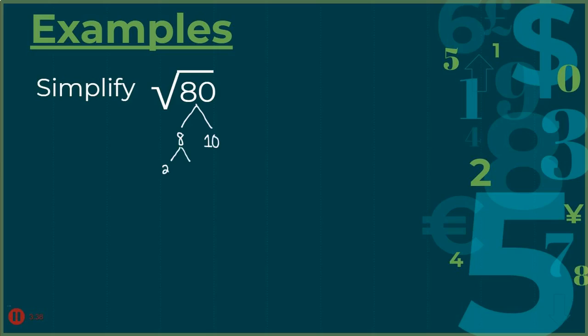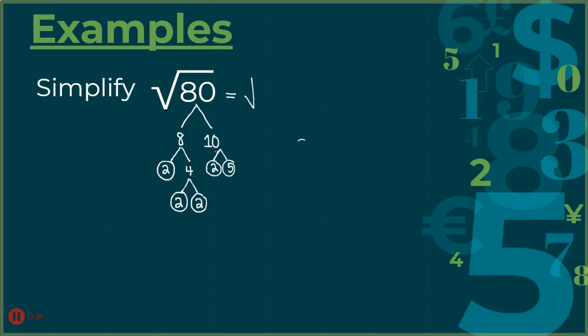8 is 2 times 4. 2 is prime, so I can stop on that end. But I do have to do 4 because 4 is 2 times 2. The 2's are prime, so I'm now done with that side of my factor tree. And now I'm going to go back over to the 10, and 10 is 2 times 5. And 2 and 5 are both prime. So I am now completely factored.